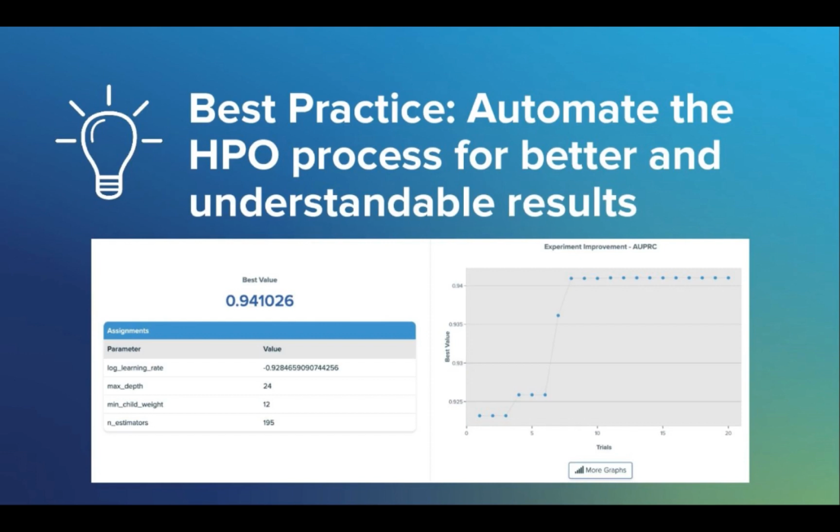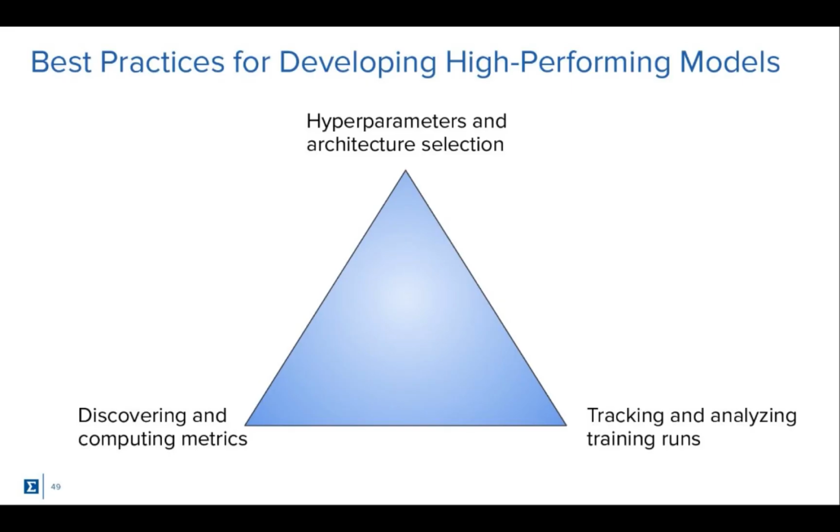So overall here, we've set ourselves up well for a best practice. And automating this HPO process means that we're going to get better and more understandable results for those magic numbers that we can then have a history to look back to as to what we were trying to optimize and how we did it. So these are the 3 best practices. They really add up to a great modeling procedure.